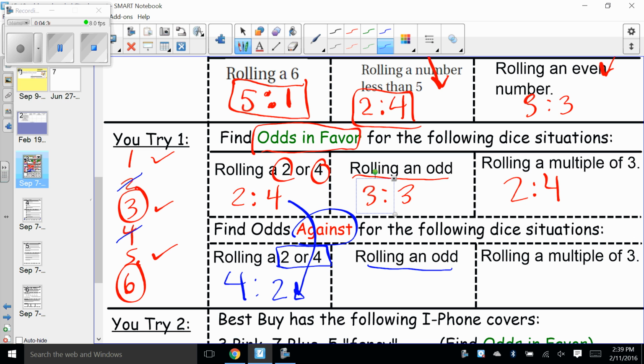Same thing, rolling an odd. So we're talking about the things that are not odd. Not odd, not odd, not odd. 3 things are not odd, or what we call in math against, unfavorable.